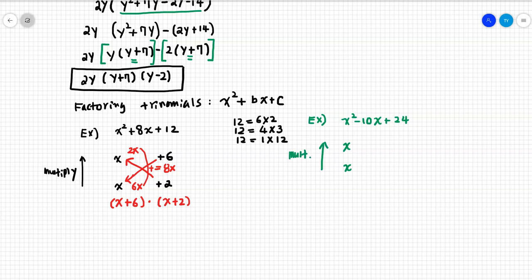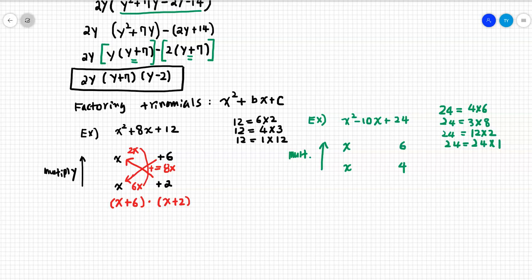Okay. Now on the 24, we've got quite a few combinations here, right? So you can have 4 times 6, 3 times 8, 12 times 2, or 24 times 1. It seems like we're going to have to end up with minus 10. So I'm going to start with the 4 and 6. Okay, that's the closest one, so we're going to try the closest one first.